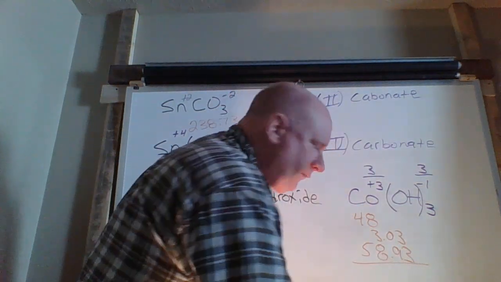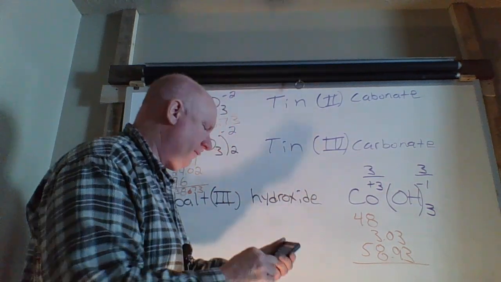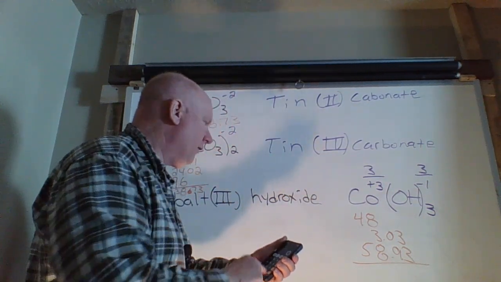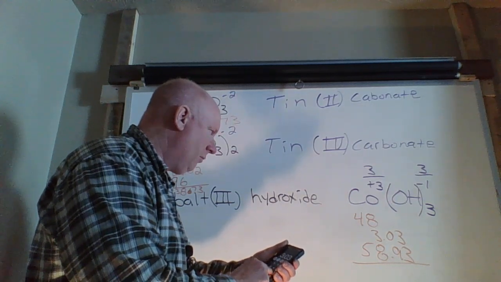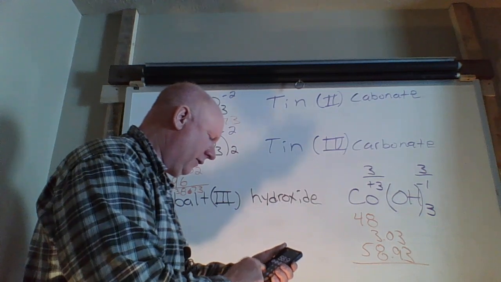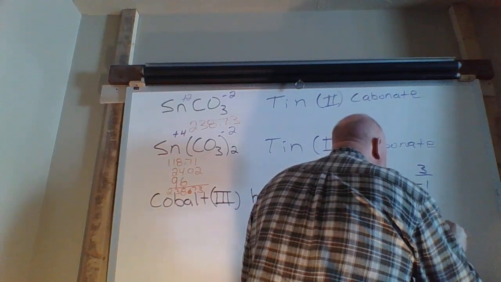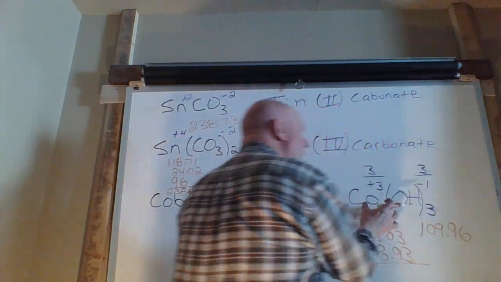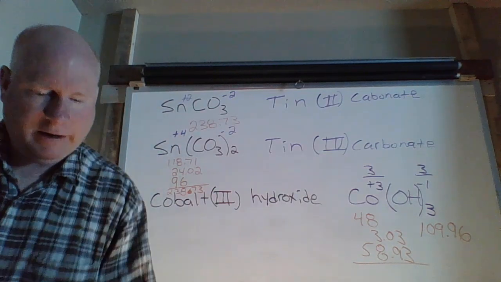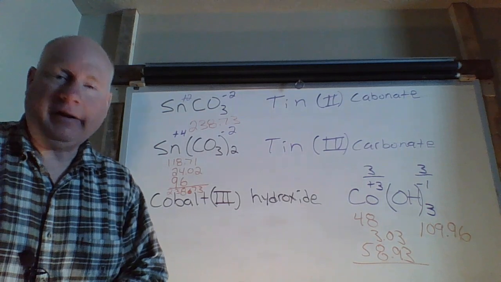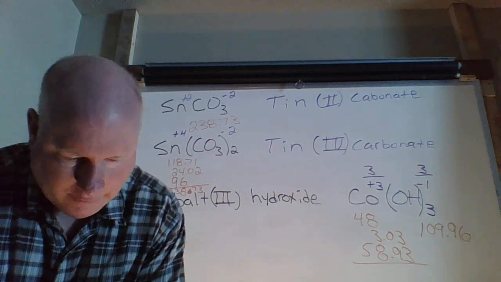Add them together, and if you do it in this manner, or if you use a calculator, it doesn't really matter. We just want to get to the right answer. So 48 plus 3.03 plus 58.93 gives you 109.96. 109.96 is the atomic mass for cobalt-3 hydroxide. All right. So hopefully that gives you a good start on this paper.